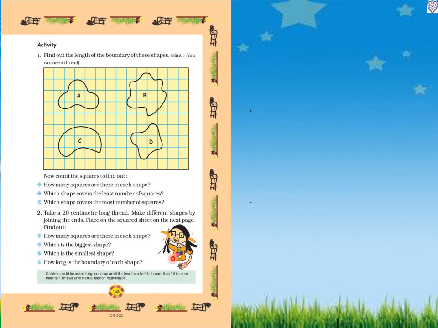Now next page, page number 153. Activity. Find out the length of the boundary of these shapes. You can use a thread. Now count the squares to find out. Now we have to count the squares of the shapes.